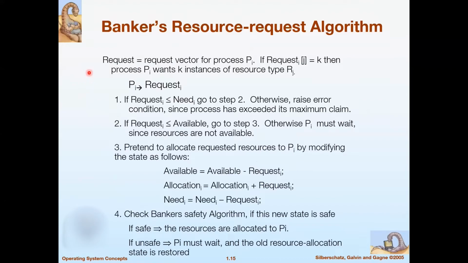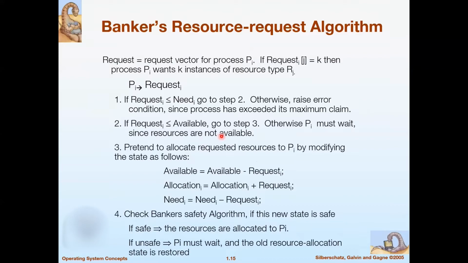Whenever process Pi puts a request, the request can be made only when Request i is less than or equal to Available. Available tells what the number of resources currently available in the system is. If request is not less than or equal to the available resources, then obviously the request cannot be made, so the process has to wait.